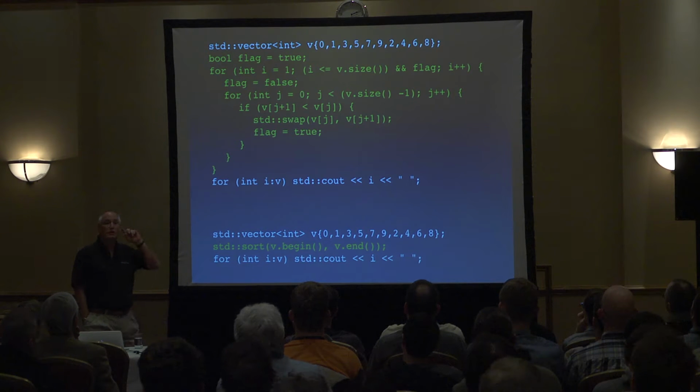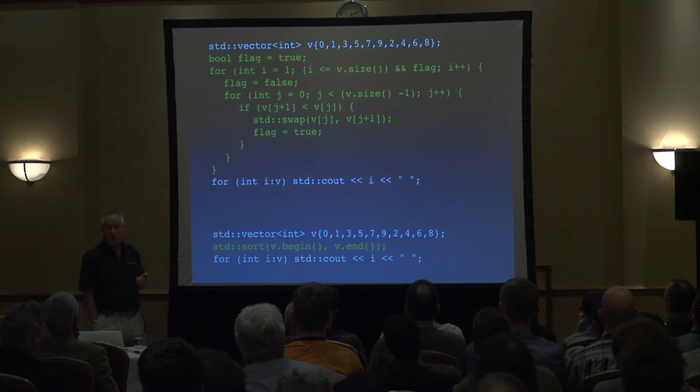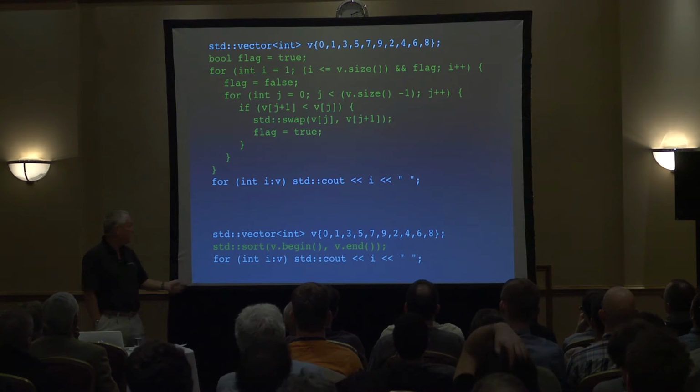I'm sorry, I didn't hear you. Yeah, the first line creates a vector, puts a bunch of things in it. The last line prints the vector out. This one does the exact same thing, and so on. Actually, I should say, what does the code in green do?